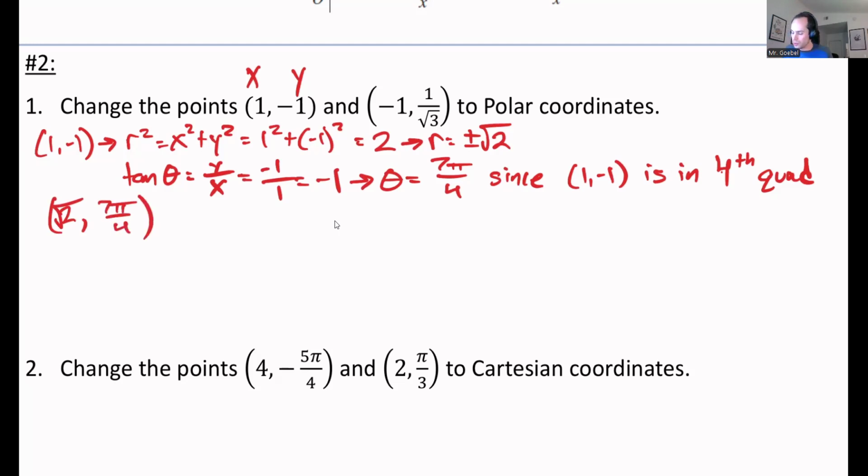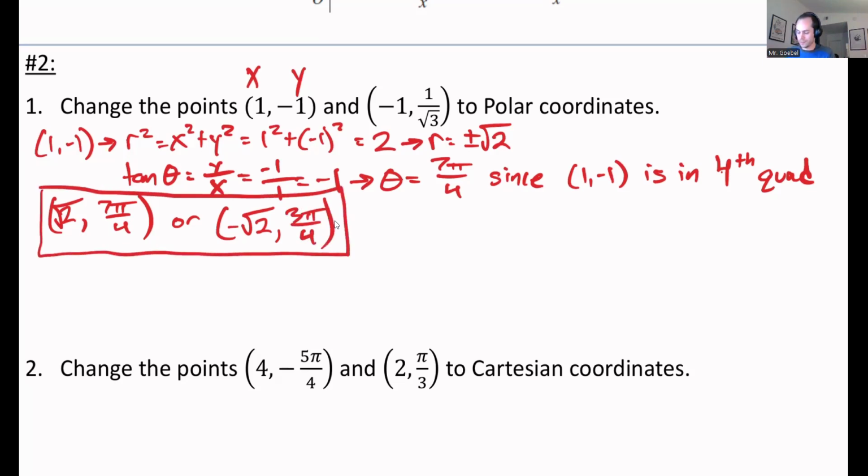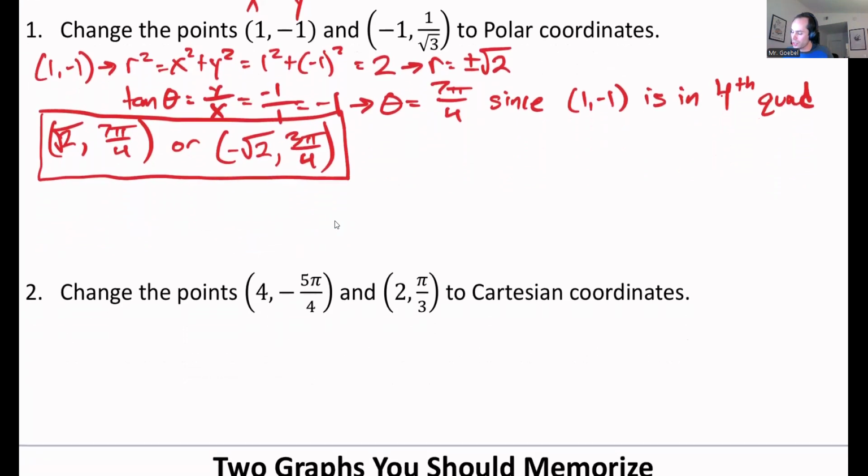So I mentioned there's actually 2 answers here. Or, and this is how WebAssign is, it's also going to ask for a second point where r is negative. So here's where I'm going to use r is negative square root of 2. Remember, if r is negative, go in the opposite direction. So what is in the opposite direction of 7 pi over 4? 7 pi over 4 is in the fourth quadrant. Directly opposite that would be in the second quadrant. This is where we'll say 3 pi over 4. When your r is negative, go in the opposite direction. Perfect. Okay. There's a second point. You're going to do that in just a sec.